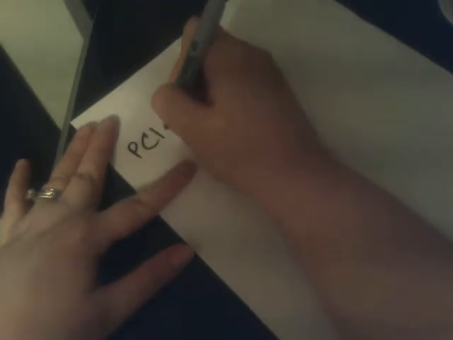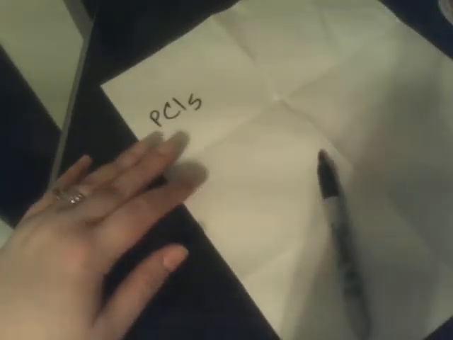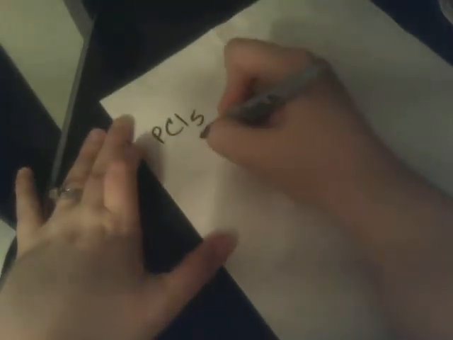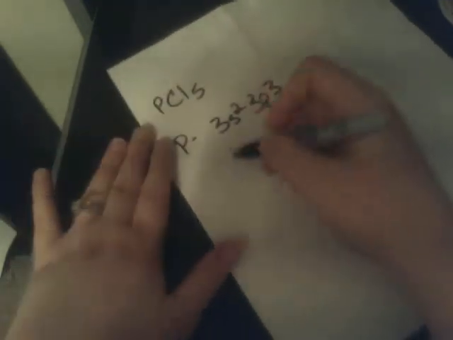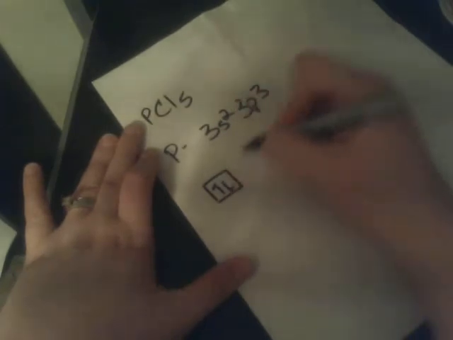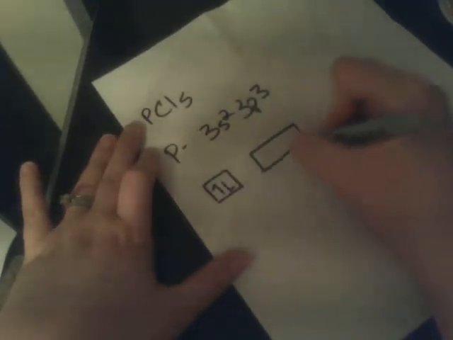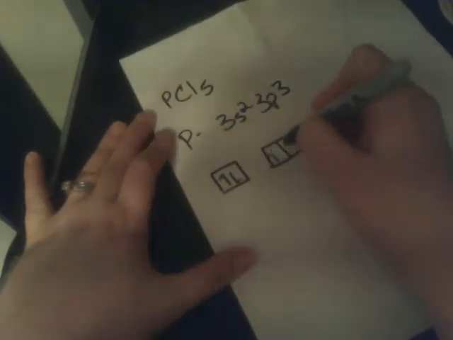If we have an expanded octet, one example that they like to do is PCl5. So PCl5. So P is going to be in the center, and if we look at P, where's P at? P is right here. So it has 3s2, 3p3. So P is 3s2, 3p3. So it's going to look like this. And we're going to go up, up, up.